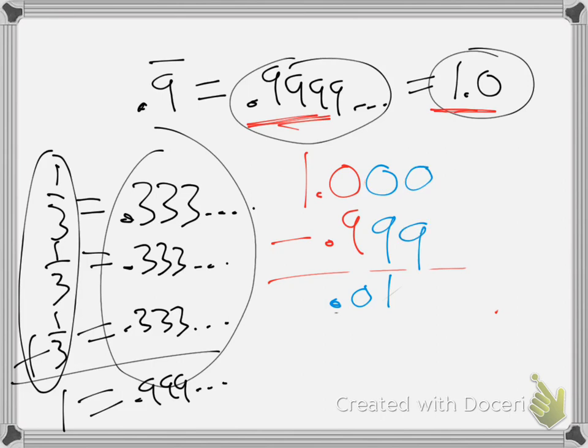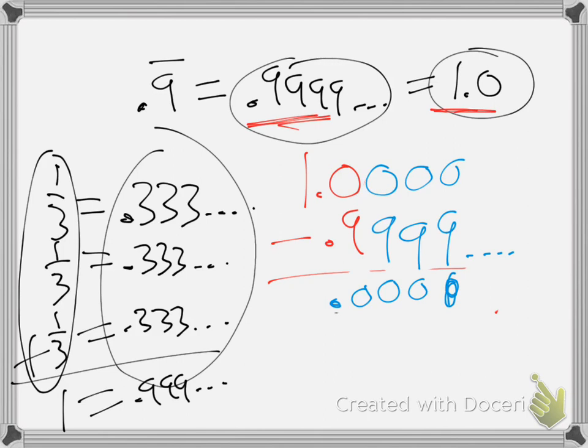What if there were 3 9s? What would the difference be? 0.001. Right, but there's not 3 9s. The 9s go forever. What if there were 4 9s? Well, then it would be 0.0001. You get it, right? But remember, the 9s go forever, don't they?